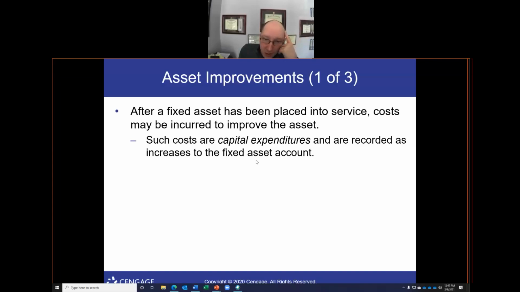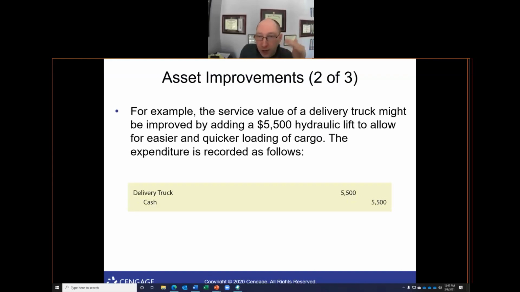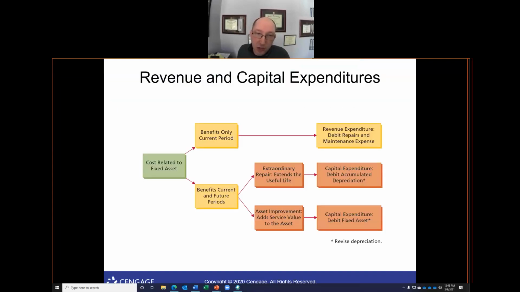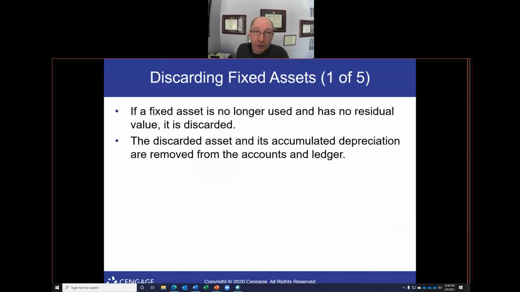Asset improvements. I can make other improvements to the forklift by installing, like, a new hydraulic lift for it. When you improve an asset, you make modifications to an asset, you're improving the value of that asset. And when you do that, you need to increase that asset. So in this case, a delivery truck, I put a new hydraulic lift on it that cost $5,500. That's a $5,500 improvement to the truck. So I debit delivery truck to increase its value and credit cash to reduce my cash to pay for the hydraulic lift. Because the delivery truck has increased, its depreciation will also change over its useful life. Of course, there's benefits to doing that. We're getting there, almost done.